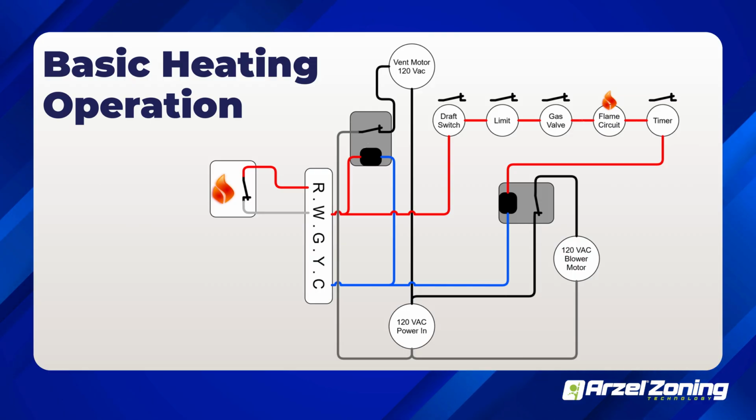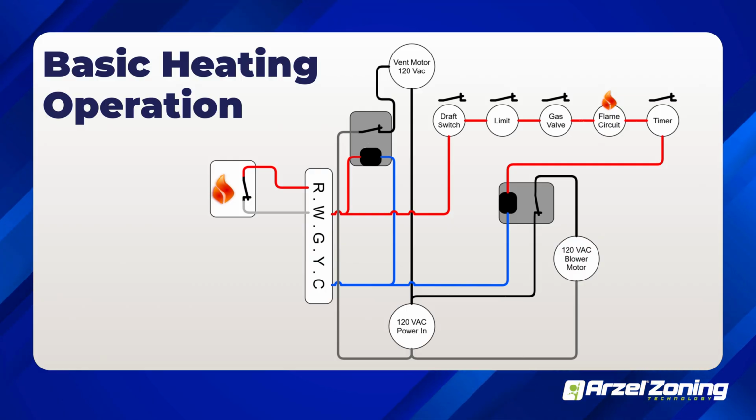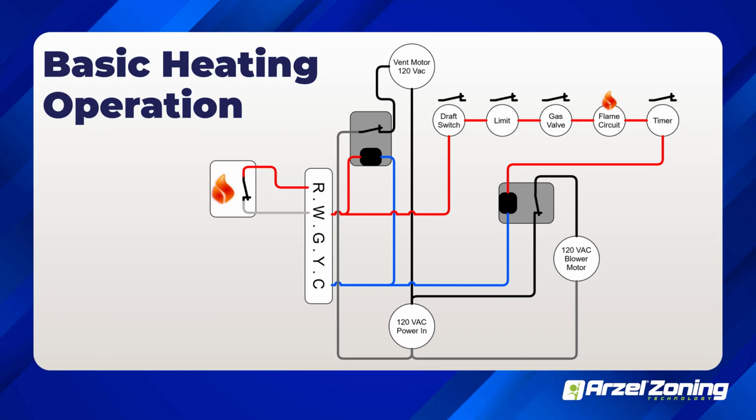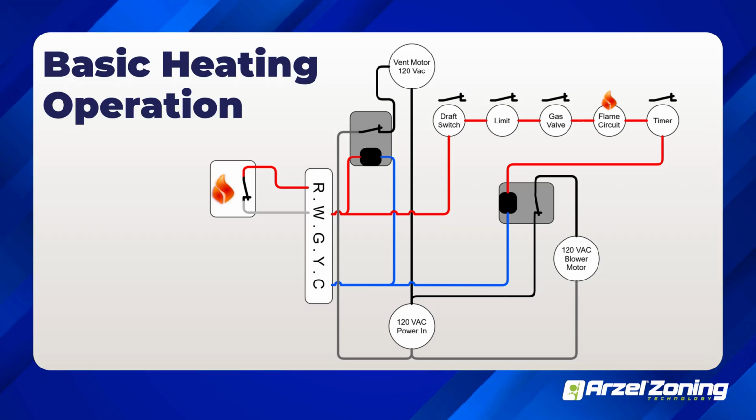That then starts my vent motor. My vent motor operating closes my draft switch. So that proves that my vent motor is running now. With my draft switch closed, I'm looking to make sure that my limit switch is closed. And while those happen simultaneously, this is kind of a sequence of operations, but a lot of these things happen at the exact same time. The check is happening at the exact same time. And if any one of them fails, my heat does not run.